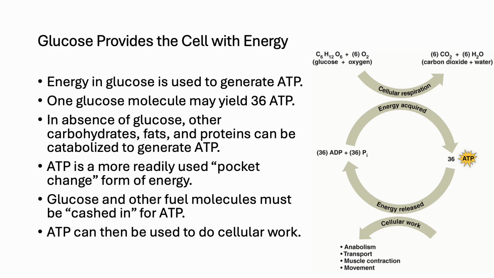Glucose is the primary fuel molecule of most cells, and its breakdown supplies the majority of ATP. A single glucose molecule can yield up to 36 ATP through cellular respiration, making it highly efficient. ATP acts as a convenient, immediately usable energy source compared to glucose, which must first be processed. When glucose is scarce, other molecules such as fats and proteins can be catabolized, but glucose remains the body's preferred source because it can be mobilized quickly and metabolized efficiently. Think of glucose as a large bill that must be exchanged for smaller denominations of ATP, which the cell can then spend on specific tasks like muscle contraction, transport, and biosynthesis.